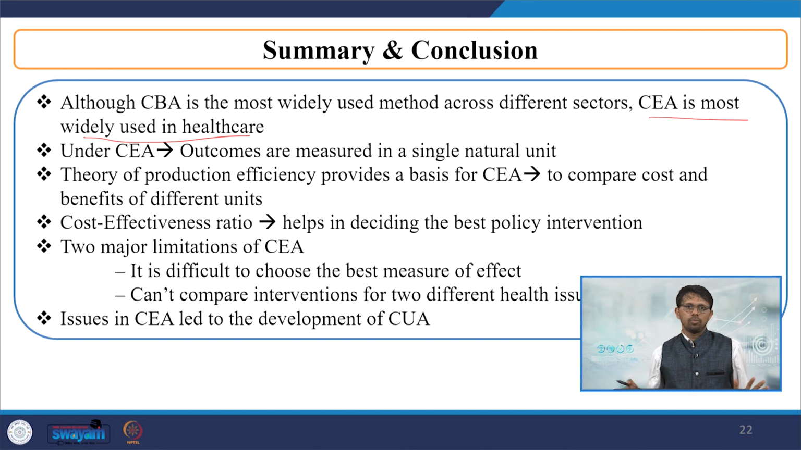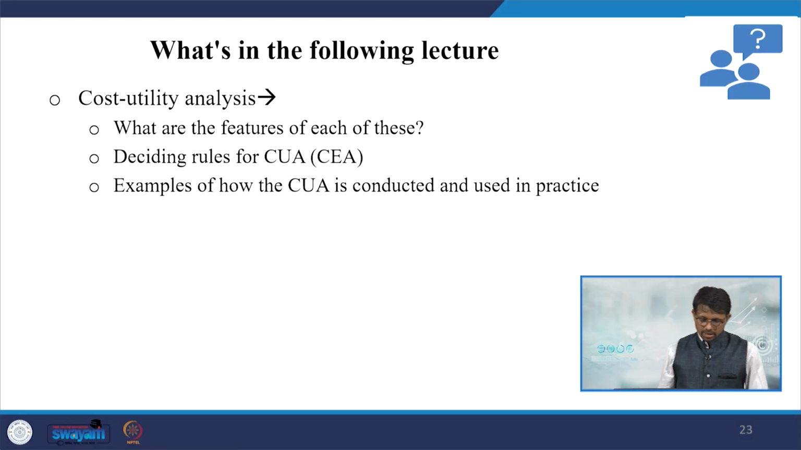There are two important limitations as well. It is difficult to choose the best measure of effect, since effects can be measured in different ways, and this cannot compare interventions for two different health issues. Issues in CEA led to the development of cost utility analysis, or CUA. In the next class we will be discussing CUA and its features, the thumb rules for CUA, and the specific examples used in practice.